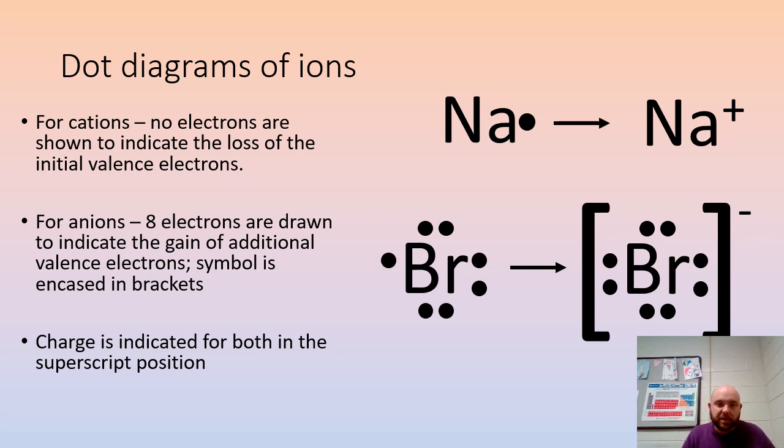For anions, we do draw the 8 electrons. That indicates that they gained extra electrons from somewhere. They probably gained them from a metal ion. We also encase that ion in square brackets, as you see there, to indicate that it is an ion. And then the charge is indicated in the superscript position outside of the brackets.